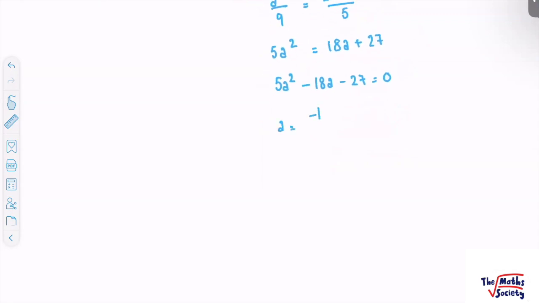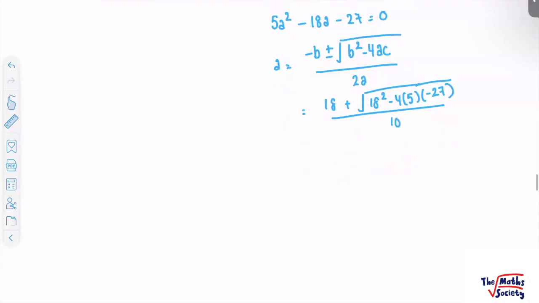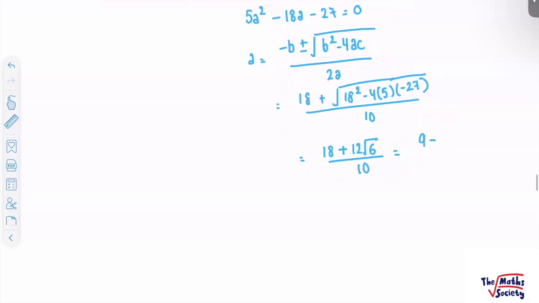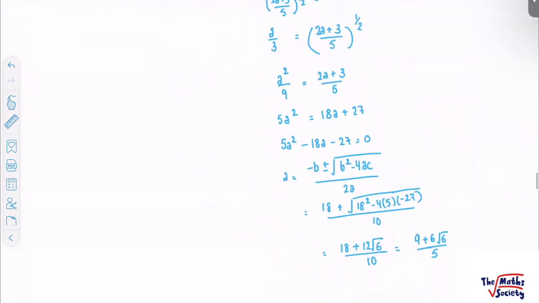So it's a equals minus b plus or minus the square root of b squared minus 4ac, divided by 2a. So that's going to be minus b, which is just 18, plus or minus the square root of 18 squared minus 4 times 5 times minus 27, divided by 2a, which is 2 times 5, 10. So that's going to end up with 18 plus 12 root 6 by 10, which is equal to 9 plus 6 root 6 by 5. Yep, a is greater than 0, so you can only take the positive one, yeah?